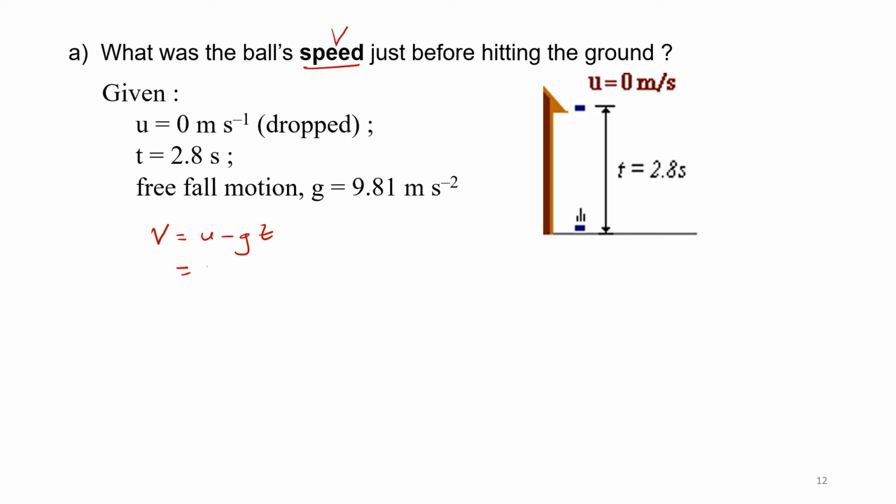Substitute initial velocity 0, acceleration due to gravity 9.81, time 2.8. And then we get final velocity or speed negative 27.47 meter per second. Negative sign because the direction of the ball is downward.